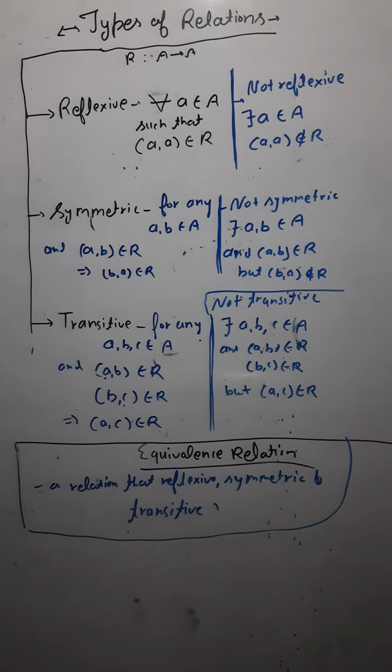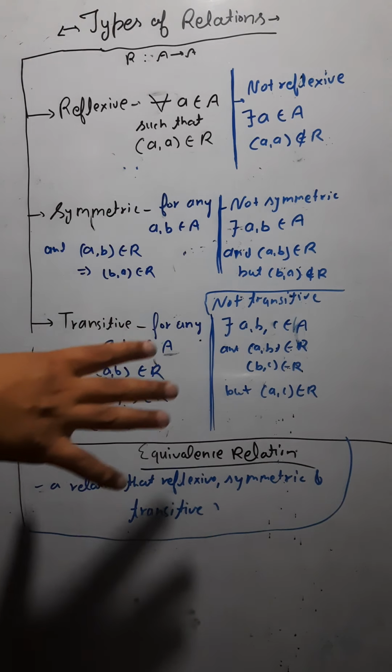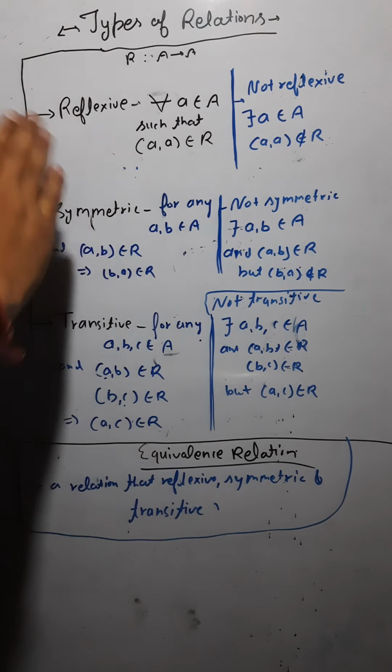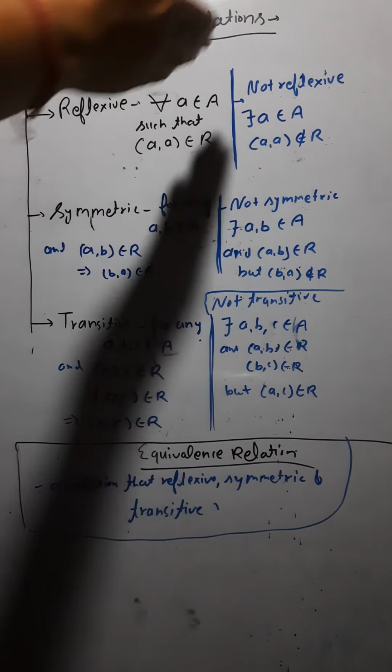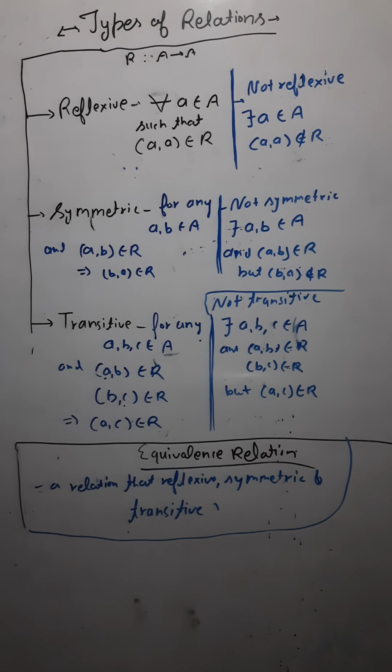So to prove a relation non-transitive, you would have to give an example. These are some opposite conditions, so you would have to prove these opposite conditions by giving examples. Simple. Getting this or not? Very good.